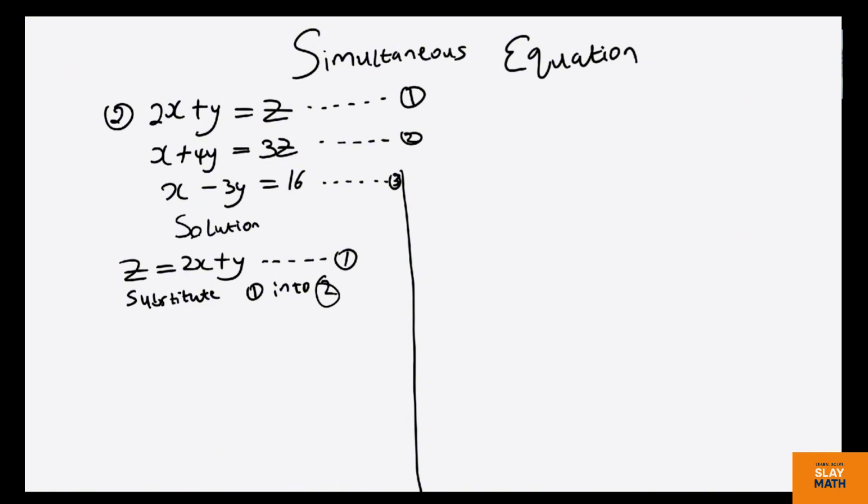And for you to do that, anywhere you see z, replace with equation 1. So we have x plus 4y equals 2x plus y, right? So x plus 4y equals 6x plus 3y. Yeah, 6x plus 3y.